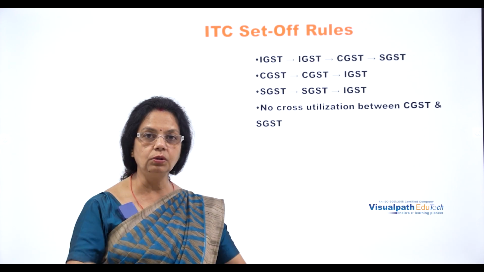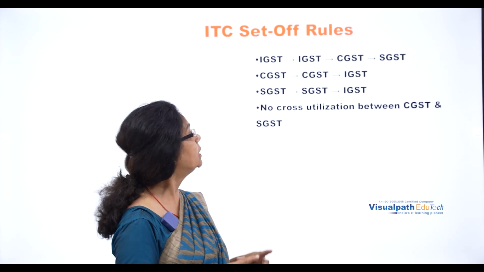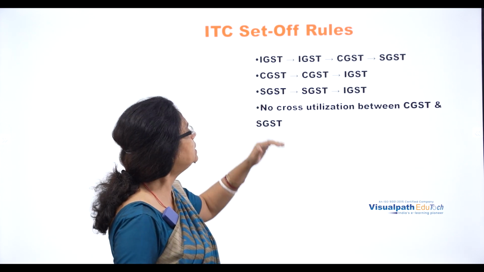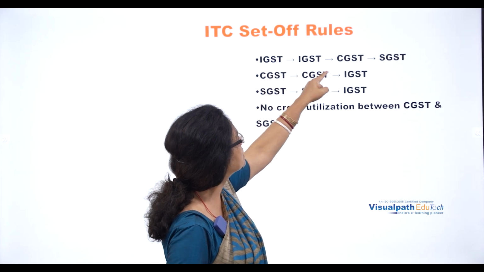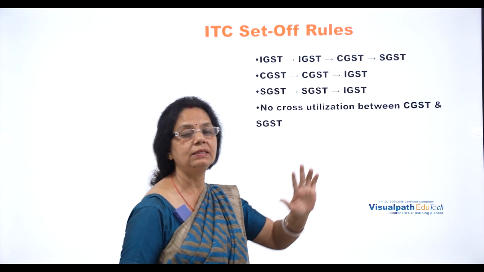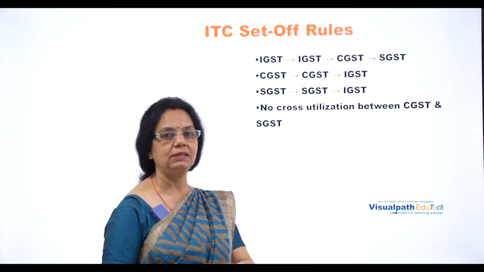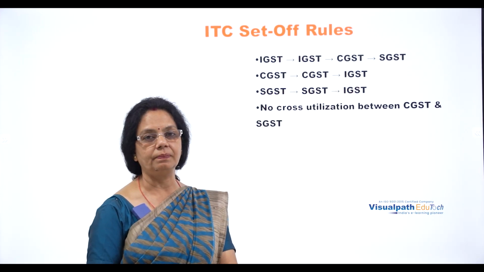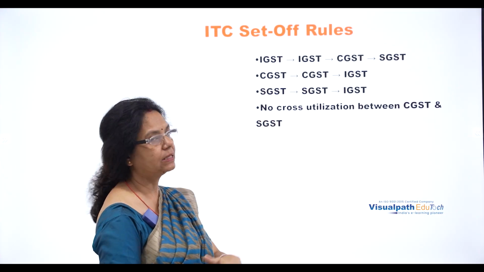Next, let us go for ITC set of rules. There are certain rules which have been set up by the ITC. And these rules are mostly in between IGST, CGST, SGST. If it is CGST, then CGST and IGST. If it is SGST, then SGST and IGST will come. Again, no cross utilization between CGST and SGST.